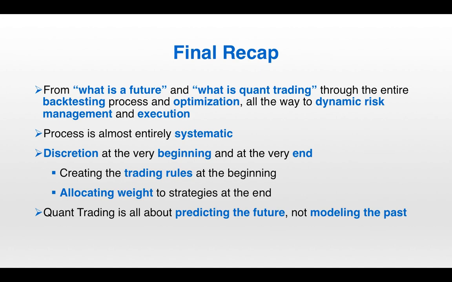We've made it to the end. This will be the final slide. We've come a long way from what is the future and what is quant trading, through the entire backtesting process and optimization, all the way to dynamic risk management and execution. And this process has been almost entirely systematic. Discretion has only been used at the very beginning and at the very end, in creating the trading rules for this strategy and in allocating weight to those strategies. And because there is no systematic solution, these are the problems that are the most difficult for a modern-day quant trader.